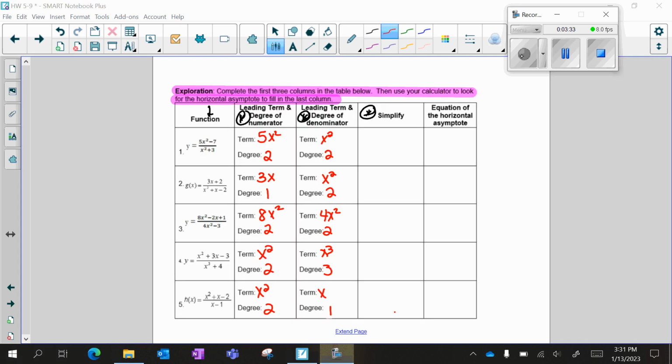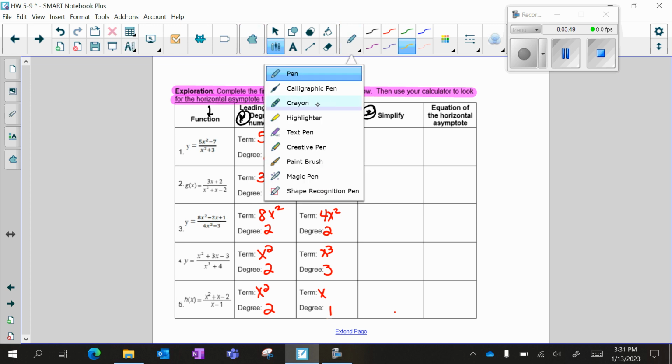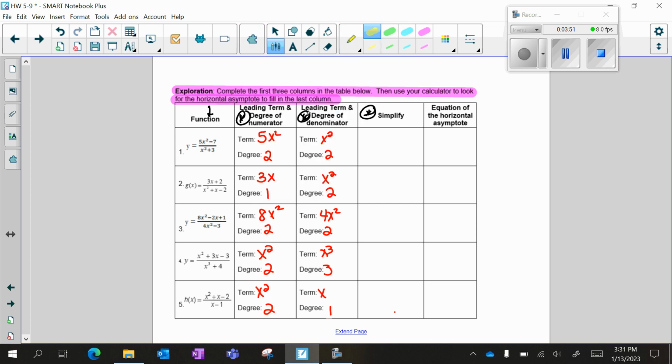So I have the first 2 parts filled in, and I want to talk a little bit about the comparison between these two and label these in terms of balanced, bottom heavy, and top heavy, which I'll define in a few minutes. So I want to look specifically at the degrees of my numerator and denominator. So notice how in number 1 and in number 3, the degrees of the numerator leading term and the denominator leading term are the same. So that's what we call a balanced function.